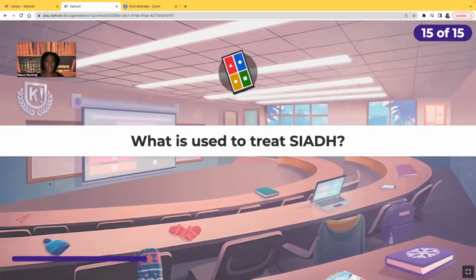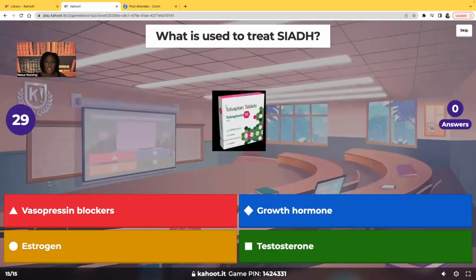Last question. What is used to treat SIADH? Is it vasopressin blockers? Is it growth hormone? Is it estrogen, or is it testosterone? What is used to treat SIADH?